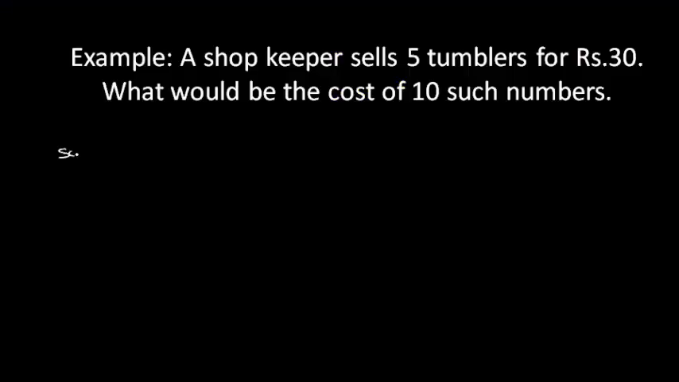Solution. This problem can be solved by the unitary method. Here, the cost of 5 tumblers is 30 rupees. Now we find out the 1 unit, that means the cost of 1 tumbler.